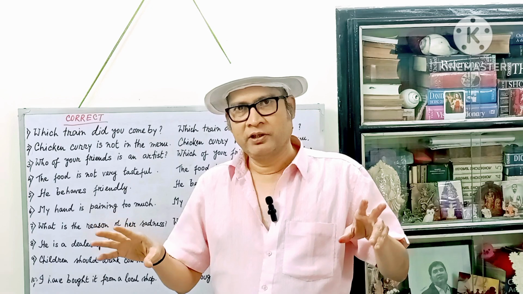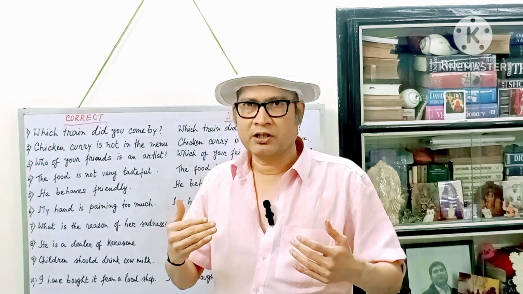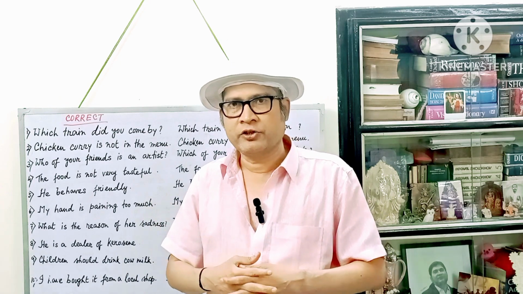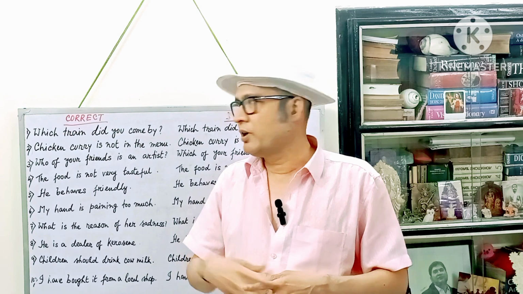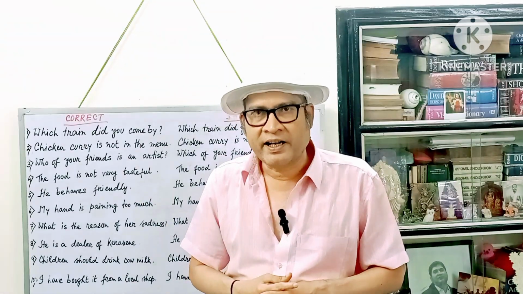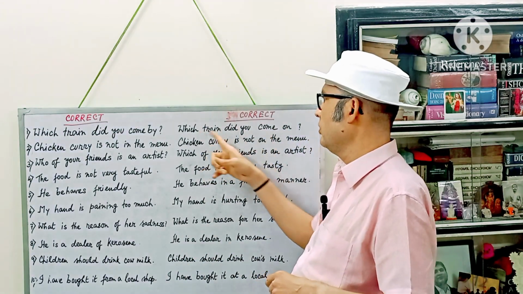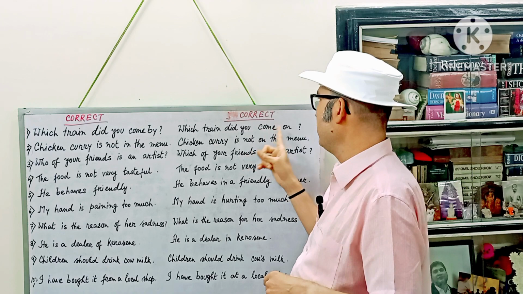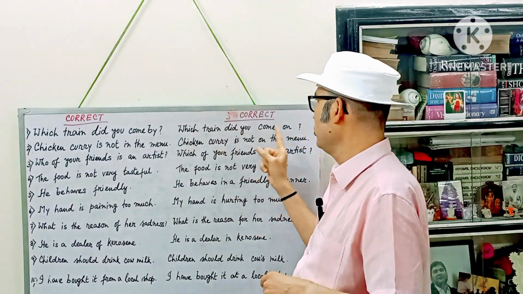Apparently correct. If you look at this sentence, or if you hear it spoken by somebody else, it will be difficult for you to understand whether there is any mistake or not. But this sentence is incorrect. So what is the correct version? Look at this sentence. Correct version: Which train did you come on? Not by. Which train did you come on?